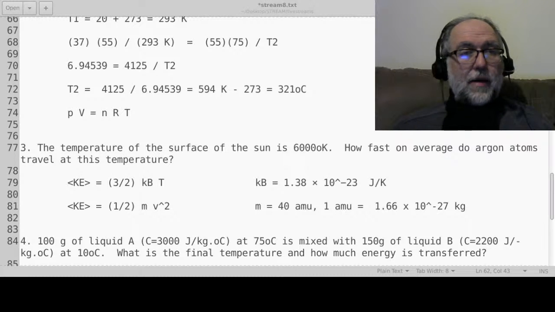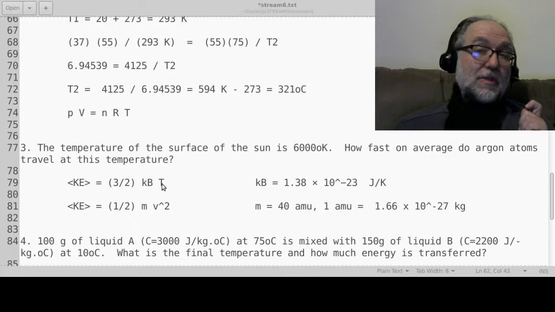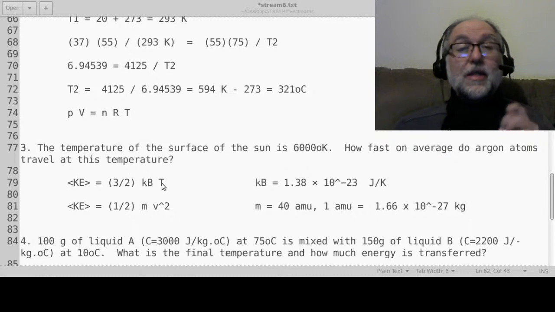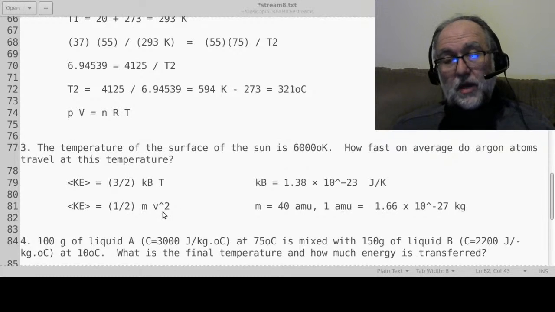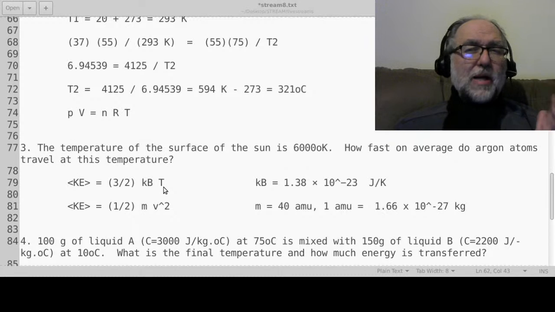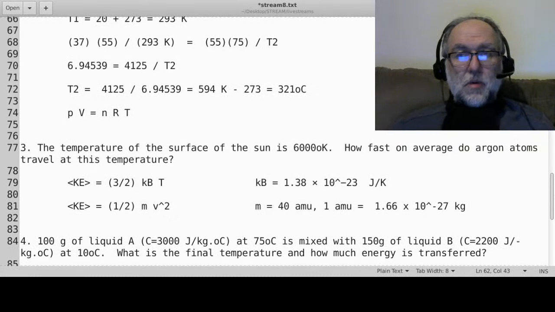The only other thing is that temperature there has to be in Kelvin. Think about it: when you reach absolute zero, what can you say about the particles? They stop. So when T equals 0, your kinetic energy is 0. If the kinetic energy is 0, then the velocity is 0. So that T equals 0 must be absolute zero, not 0 degrees Celsius, which is not absolute zero. Now we can do this problem.